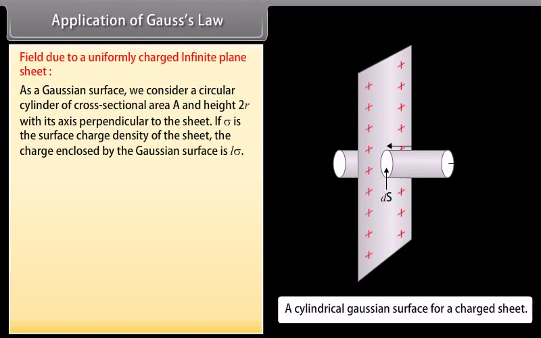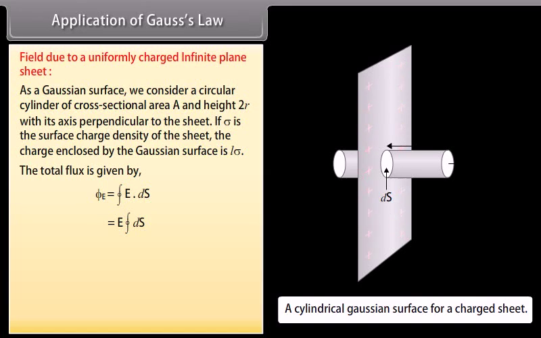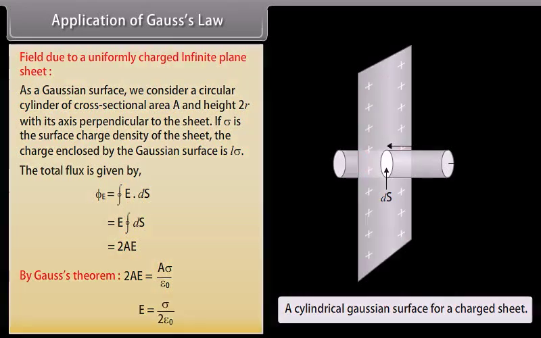We know that phi E is equal to the integral over a closed surface of E dot ds, which is equal to the product of 2A and E. According to Gauss's theorem, the electric field at any point at a distance r from the sheet is equal to sigma divided by 2 epsilon naught.